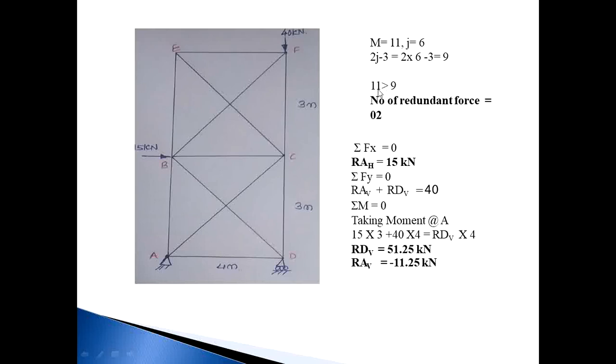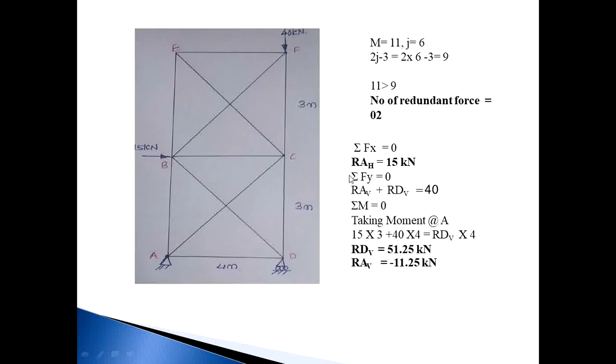So the number of members is greater than 2j - 3. So 11 is greater than 9. The difference between 11 and 9 is the number of redundant forces. So first calculate the reactions RAV, RAH and RDV.